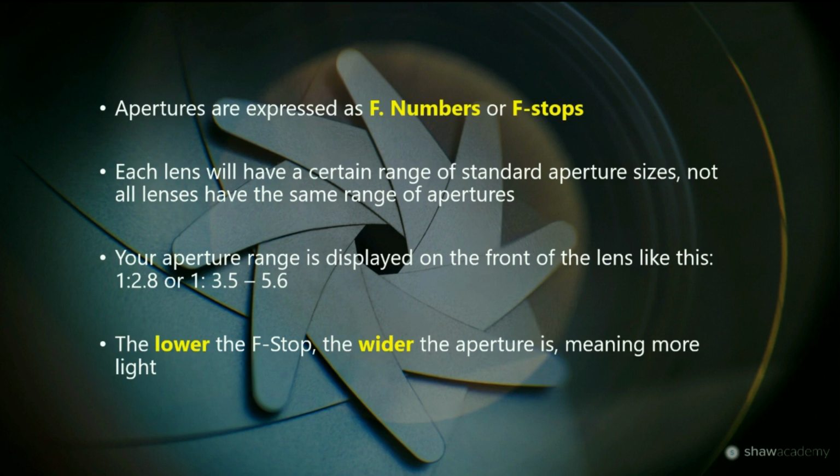Now, don't worry if you don't quite understand that yet. We're going to have a look at loads of different examples to really hammer this point home. But the lower the f-stop or the f-number, the wider the aperture is, meaning more light comes in through the lens.